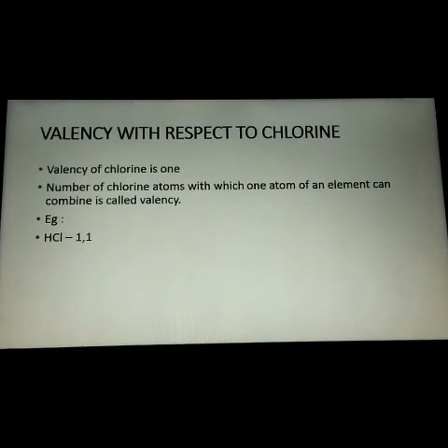Since the valency of chlorine is 1, the number of chlorine atoms with which one atom of an element can combine is called valency. So in the case of sodium chloride molecule, one chlorine atom combines with one sodium atom. So the valency of sodium is 1. But in the case of magnesium chloride, the molecular formula will be MgCl2. The valency for magnesium is 2, because it combines with two chlorine atoms, right? And in case you see HCl, the valency for both the atoms will be 1 and 1 only.